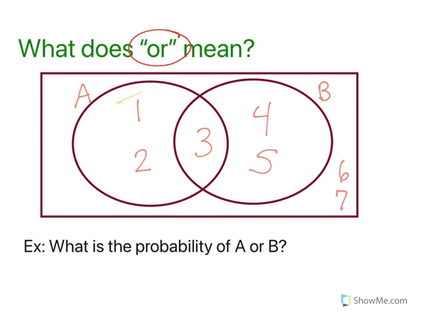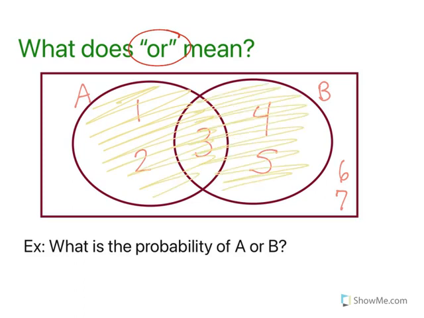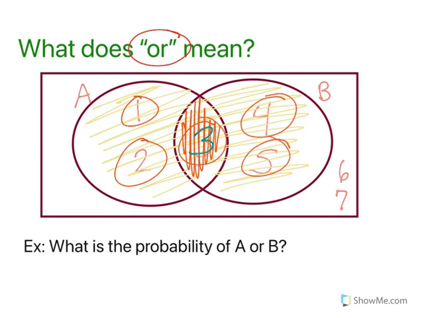So when we're thinking about A or B, what does this mean? Well, the word "or" means I will take anything in A or anything in B. You might have noticed that the piece in the middle, where 3 is located, was shaded twice, right? So if we have 7 numbers, 1 through 7, the probability of A or B, well, there are 5 numbers there. So this probability is 5/7, because there are 5 numbers out of 7 that are in A or B.